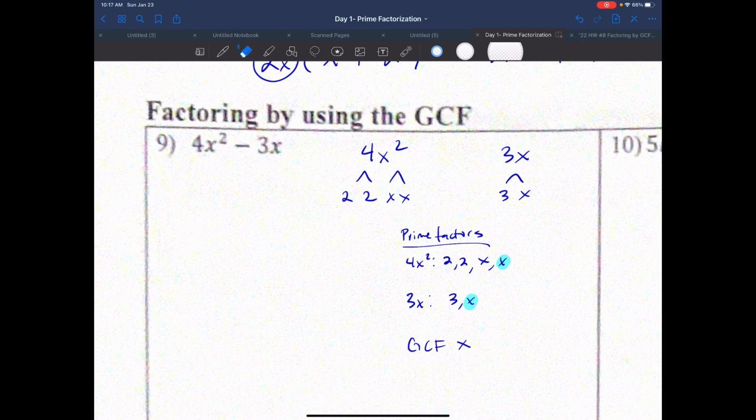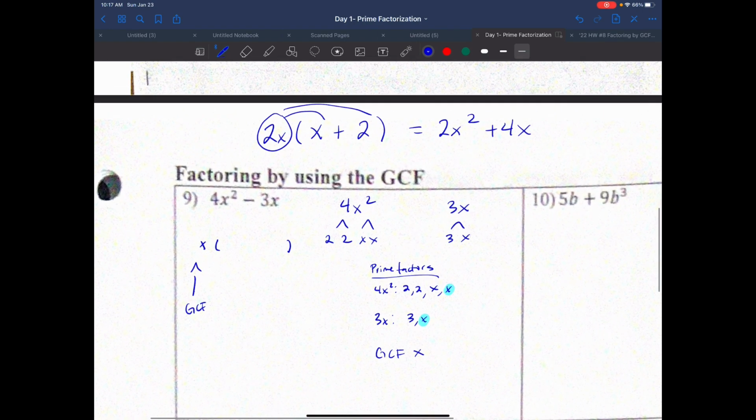But this is not the answer. What I'm going to do now is put parentheses, and that x, our GCF, goes right here. This right here is our GCF. This times what is going to give me 4x squared? Well, I'm going to keep the x that we took out, and then 2 times x times x is 4x squared.